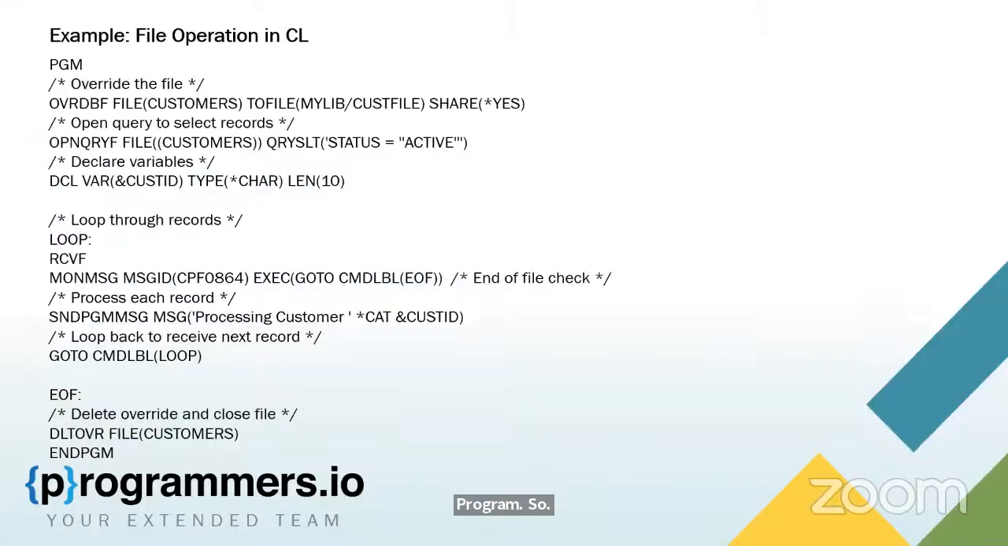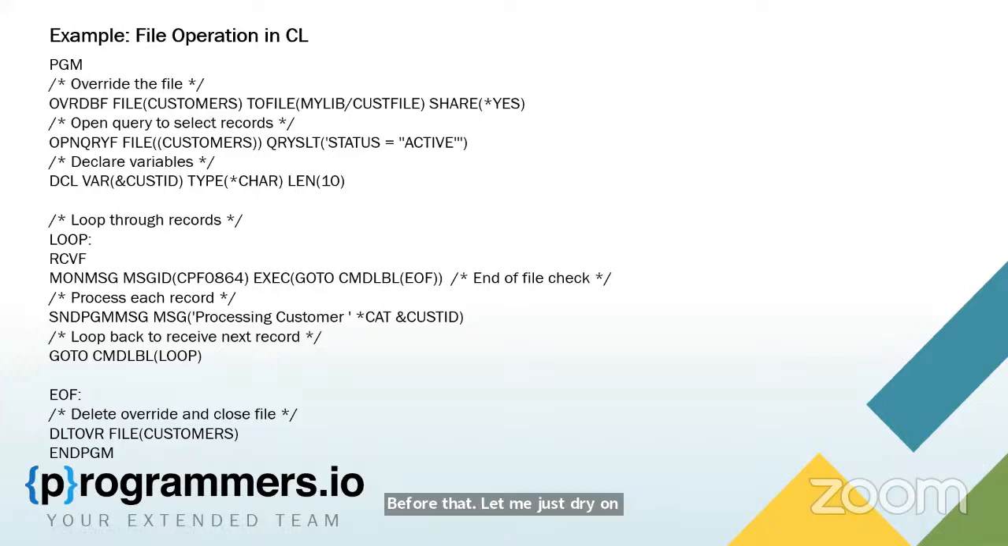OVRDBF is generally used when we have to override the file with a different name, so that the actual file will be safe and we can perform the operations on the overridden file. With OpenQuery file, we are performing operations on a logical view of the file so that the actual file is protected. That is the way we can perform OVRDBF and OpenQuery. We will see more about this in the upcoming slides. Before that, let me dry run this example.